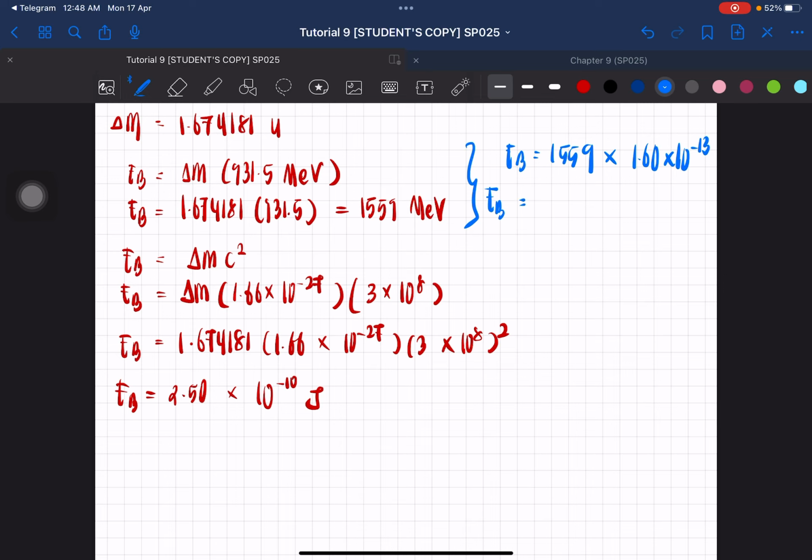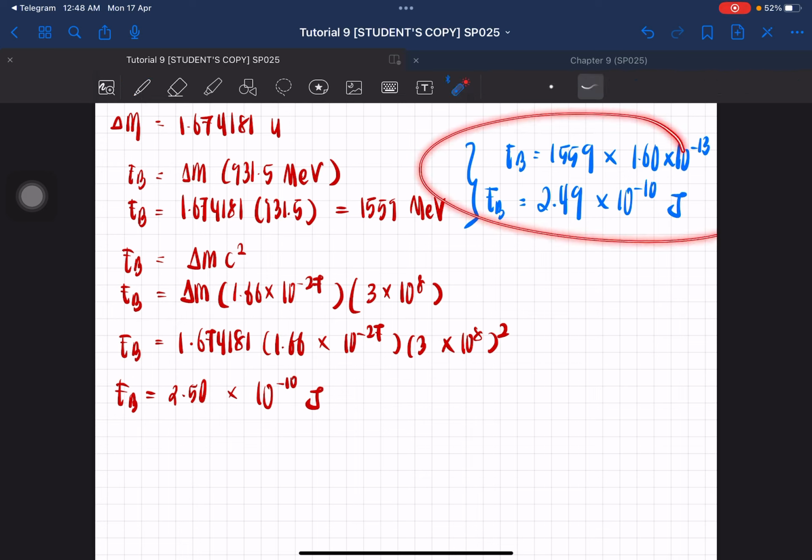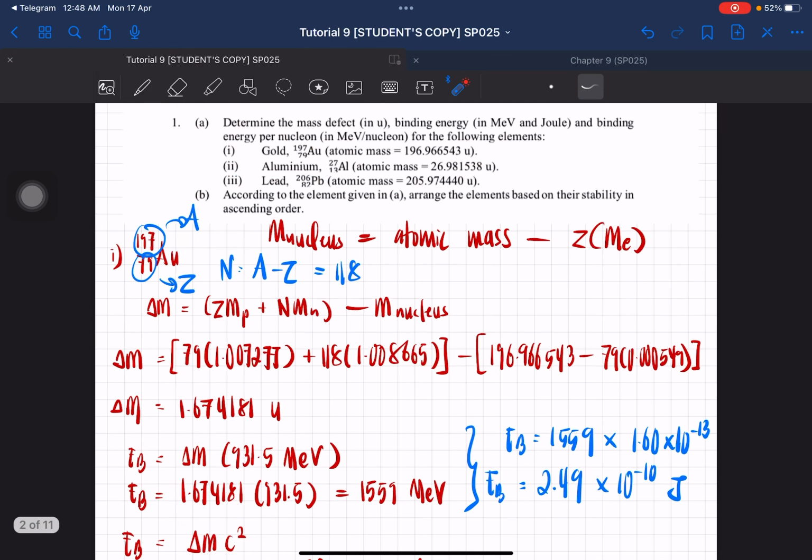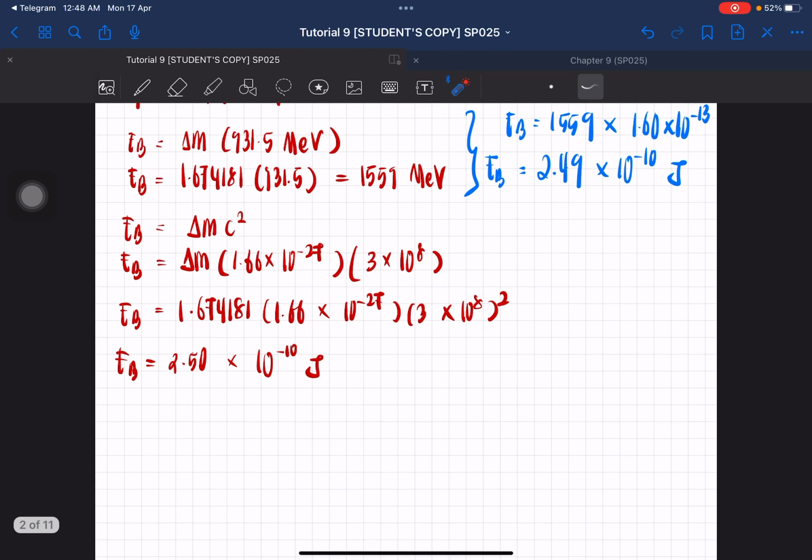So let me just calculate it. You'll get... Yes, so you should get... Oh, ada difference sikit je lah. Kamu dapat 2.49. Tapi sama jugalah, 10 times negative 10 joule. Okay, so kamu boleh juga buat macam ni instead of doing like this. Okay, so lepas tu kita perlu cari untuk aluminium.